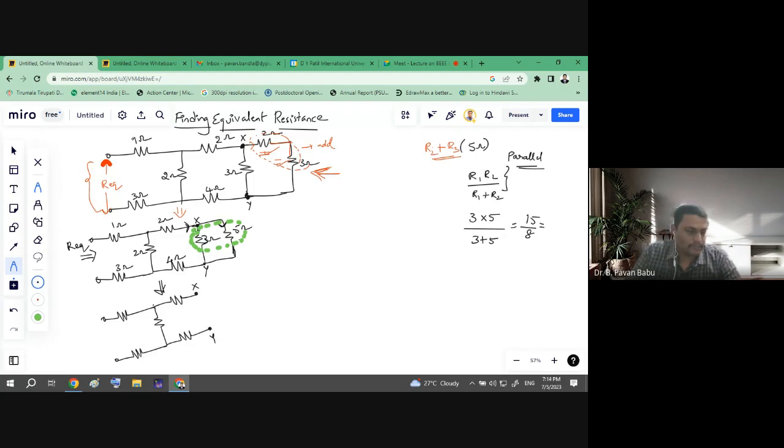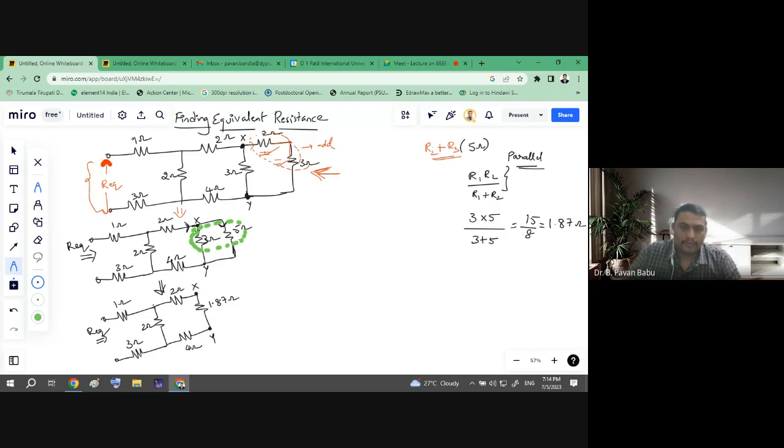So what is the value? That is 15 by 8. So 1.87. The resultant is 1.87 ohms. So that we can include here. So it is the resultant, that is 1.87 ohms. And as it is, we can draw the remaining values. This is 2 ohms. This is 4 ohms. Okay. So here we need to find out the equivalent. Okay. Next.